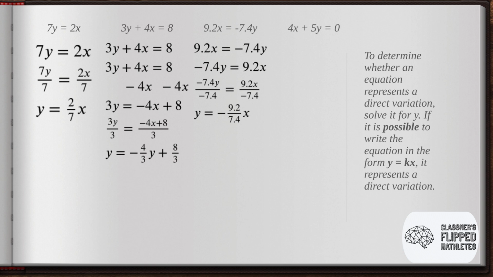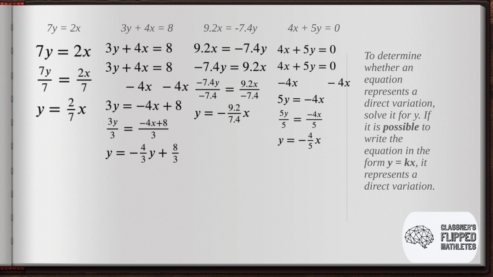And then the last one, 4x plus 5y equals 0. Your initial thought might be, oh, that 0 is a constant, not going to be direct variation. But if you rewrite it and solve for y, subtract 4x from both sides, 0 minus 4x is just negative 4x. You get 5y equals negative 4x. Divide both sides by 5. y equals negative 4/5 x. So the 0 is the only constant that doesn't influence whether or not something is a direct variation relationship. So all of these were direct variation, except for 3y plus 4x equals 8, because the 8 makes it not a direct variation.